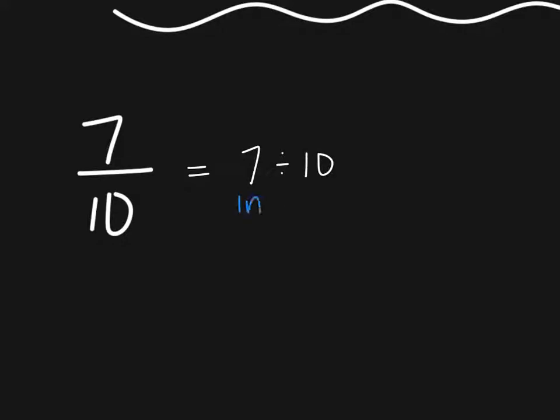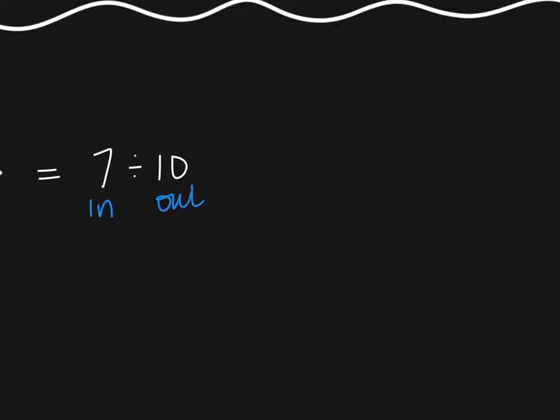Alright, so if I have a house, 7 goes inside, 10 goes on the outside. So I'm going to draw my house. Oh, I need that little T. So I'm going to draw my house, and I'm going to have 10 on my outside, 7 on my inside. Now I notice that 10 doesn't go into 7, so I'm going to need to add a 0. So 10 goes into 70.